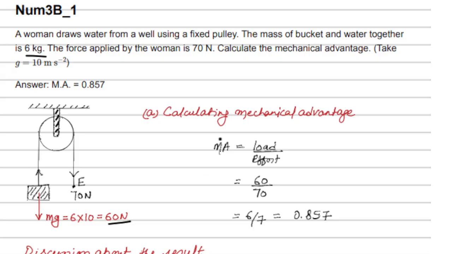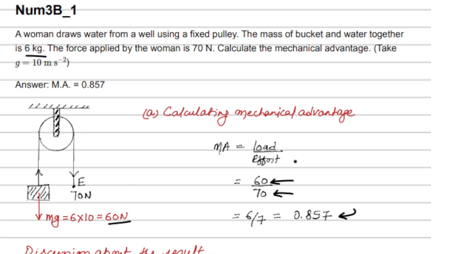So we'll apply this formula. Mechanical advantage is load by effort. We are able to pull up this load of 60, but we need to apply 70 Newton of force. So the advantage we are getting is 6 by 7. And when we solve this fraction, we will get 0.857. So just by seeing the numbers, we can easily calculate the mechanical advantage.